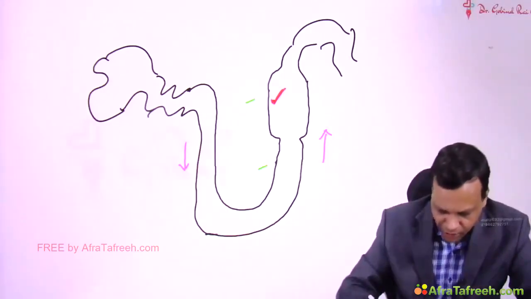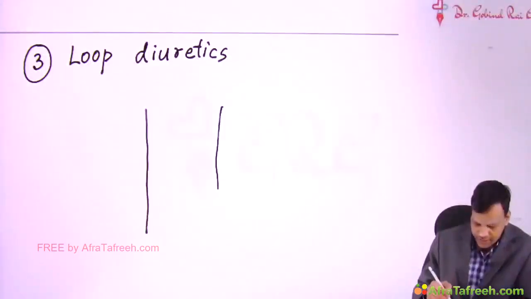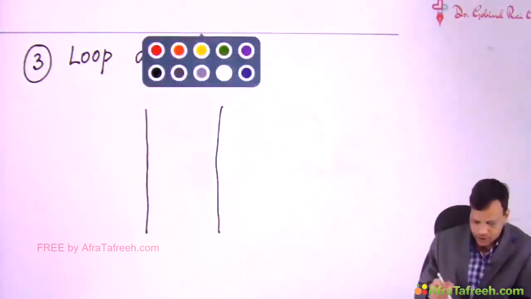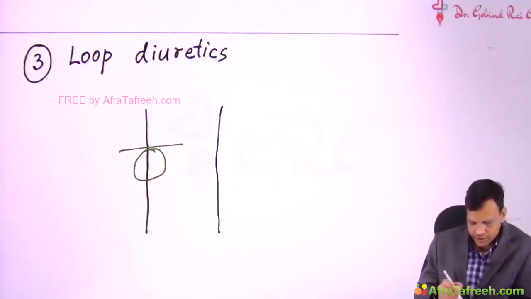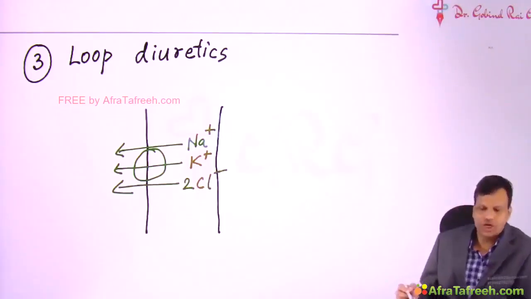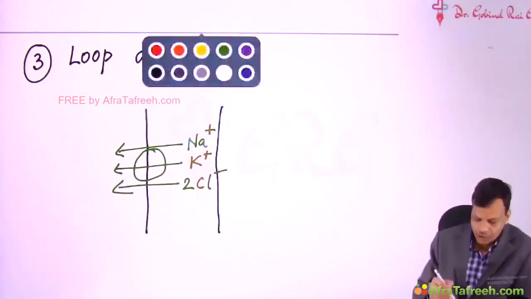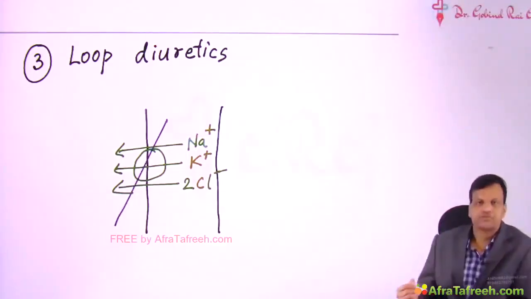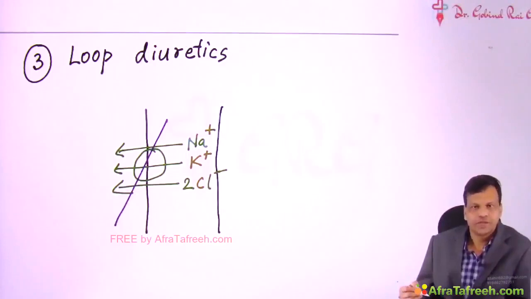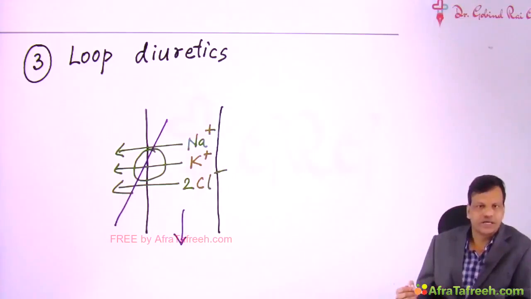Here sodium potassium 2 chloride pump is present, which is inhibited by loop diuretics. Now the ascending limb of loop of Henle contains a transporter which transports three substances: sodium, potassium and two molecules of chloride. So sodium potassium 2 chloride symporter helps in absorption of these substances. Loop diuretics work by inhibiting this pump. So when sodium is not absorbed, it will be excreted in the urine, and that will produce the diuretic effect.